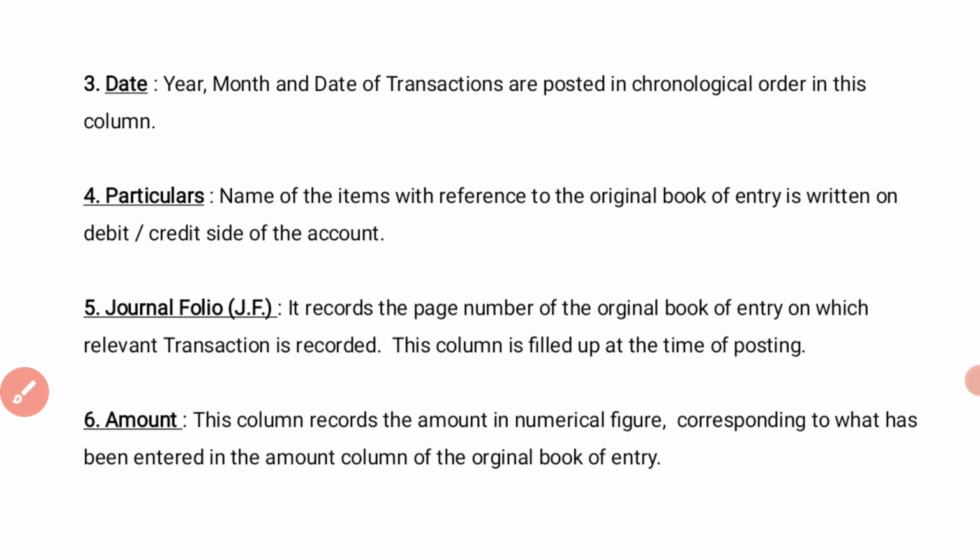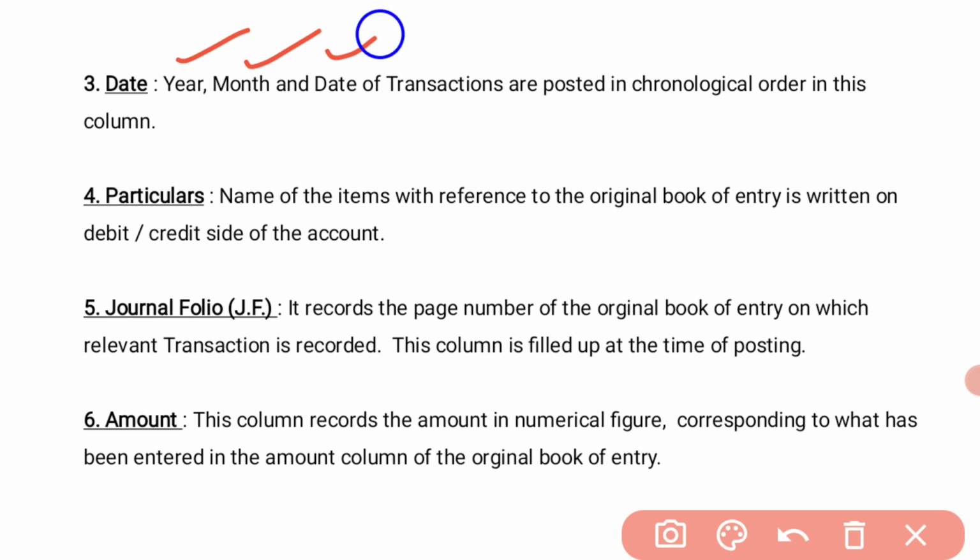Next, that is date column. So date column, in date we have to mention year, month and date of the transactions posted in chronological order in this column. So serial wise you should mention the date when the transaction is to be done.